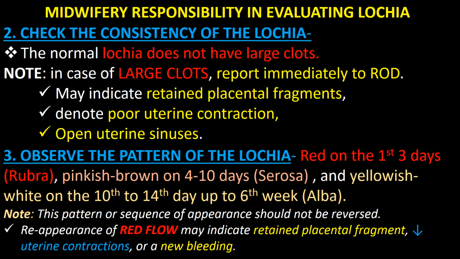It may also tell you that the uterus is not contracting well enough, and it is a sign of a new bleeding. So like I said, you have to observe the patterns of the lochia and make sure that they follow the correct sequence of appearance. Red on the first 3 days, pink on the 4th to the 10th day, and yellowish white from the 10th to the 14th day.